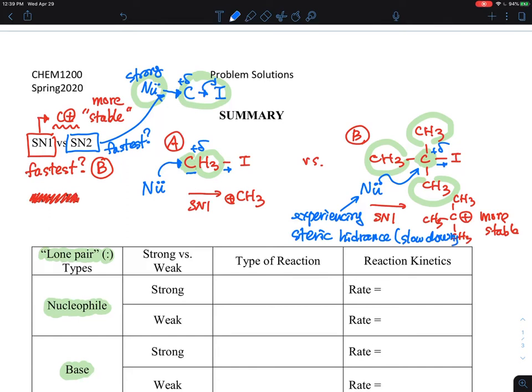So therefore, which is the fastest? In this case, A is the answer, because this one does not have much steric hindrance. Have you guys heard Dr. Ma talking about steric hindrance and crowding? Make sure that you understand the differences between these two. And when the nucleophile is attacking it, this is obviously an SN2 reaction, and I can put the distinction between those two.